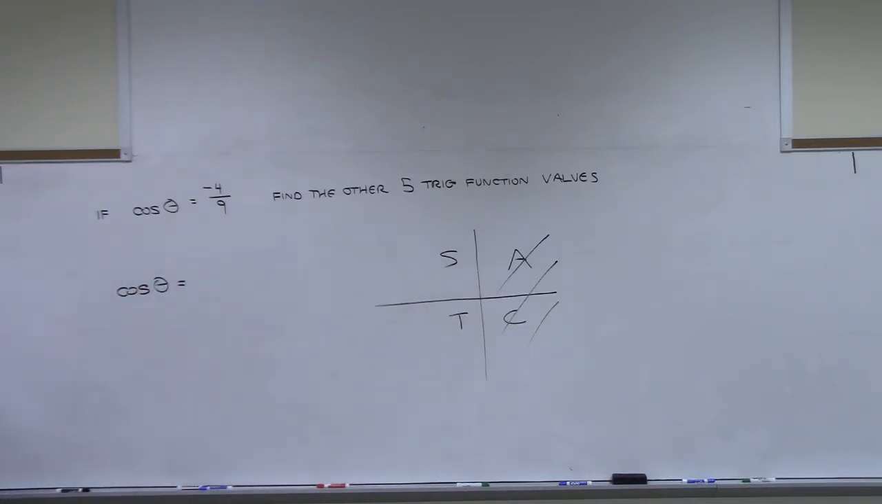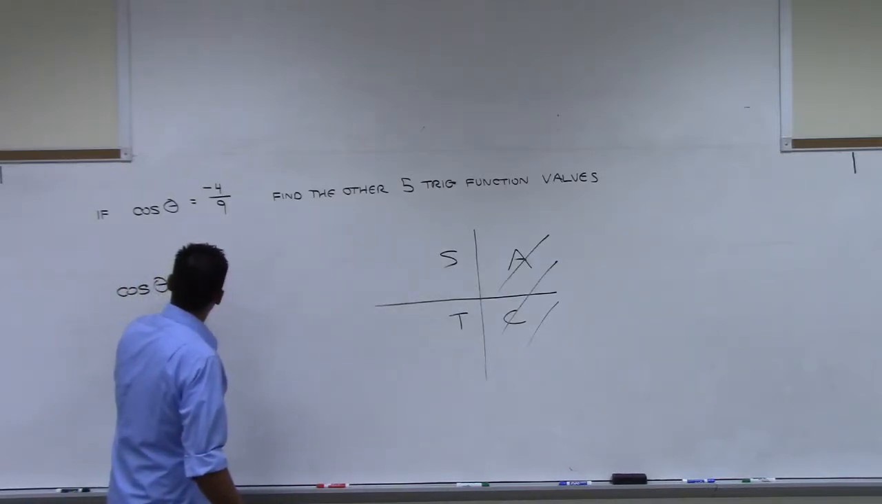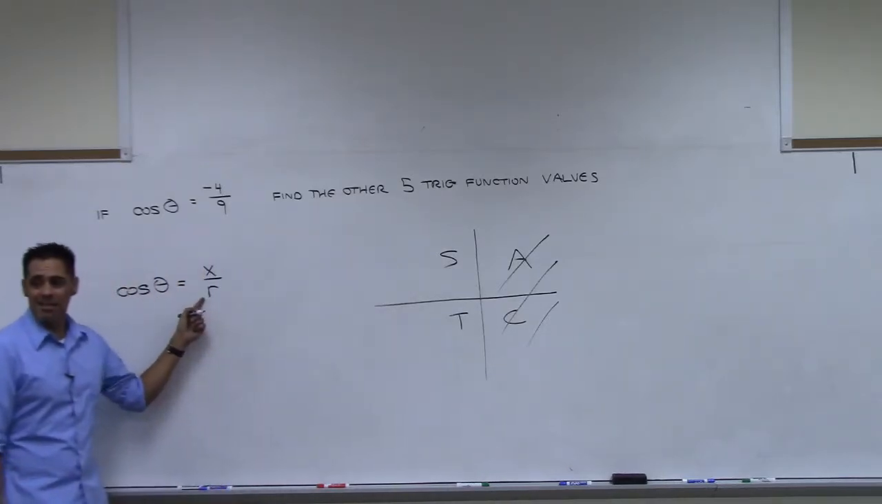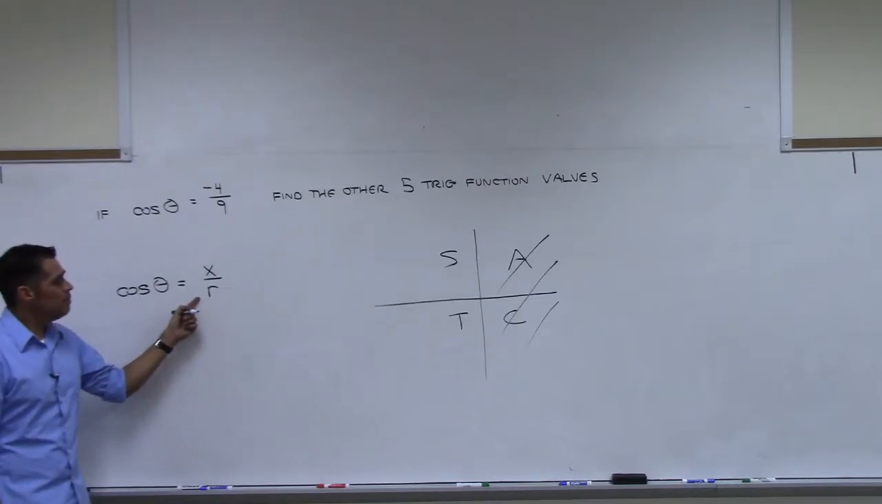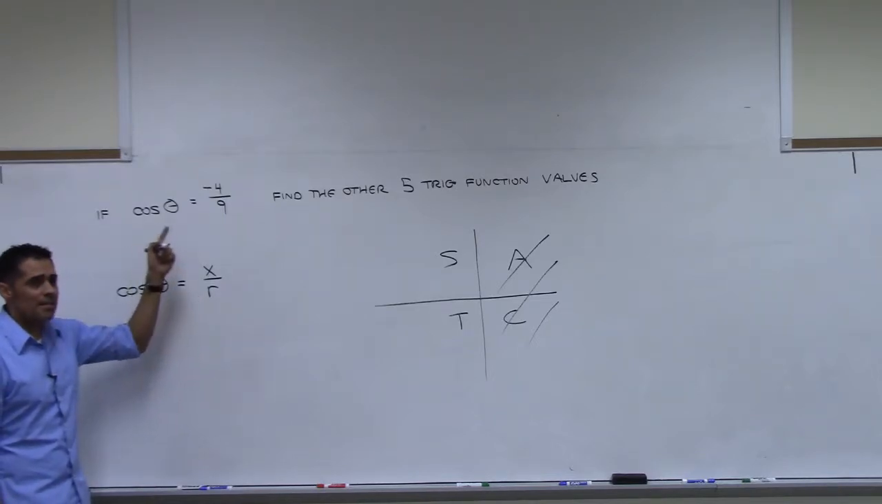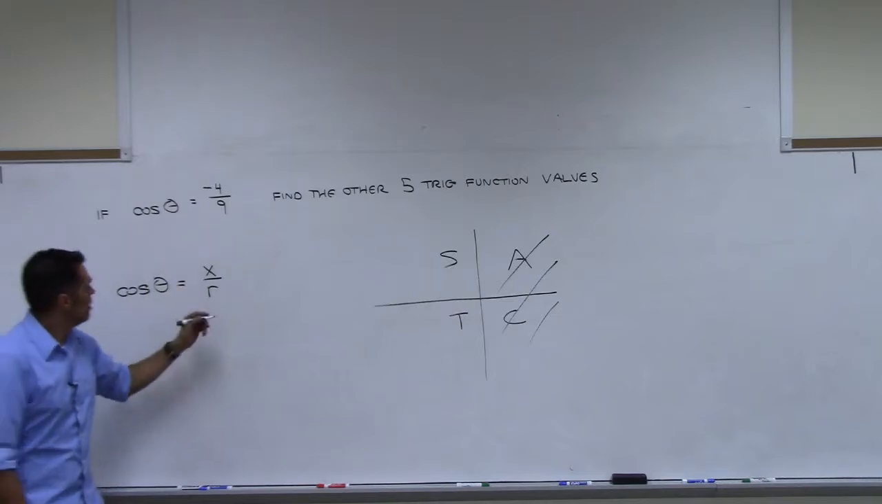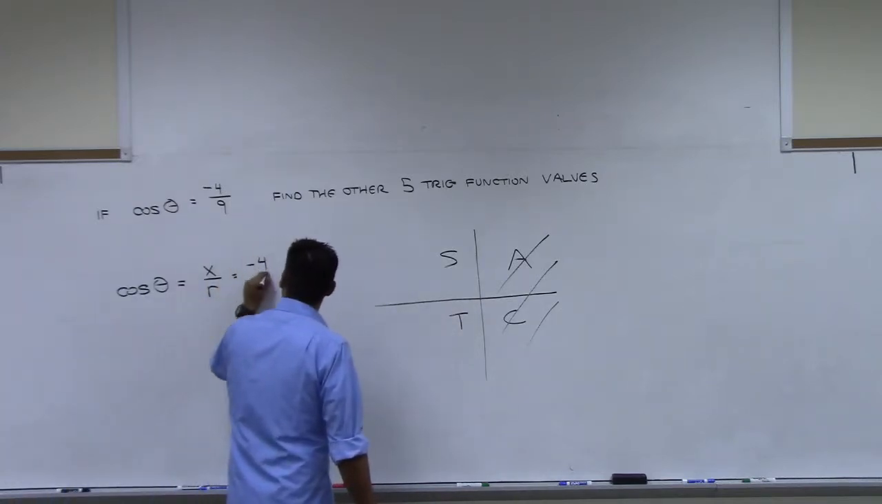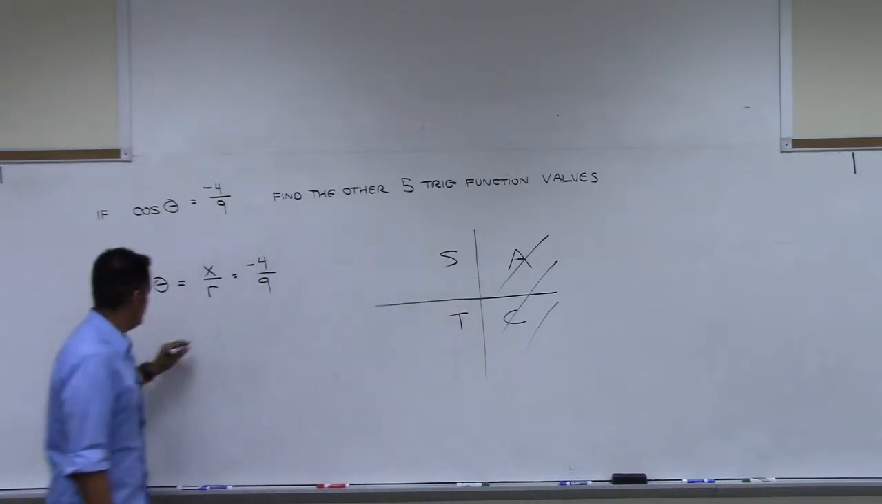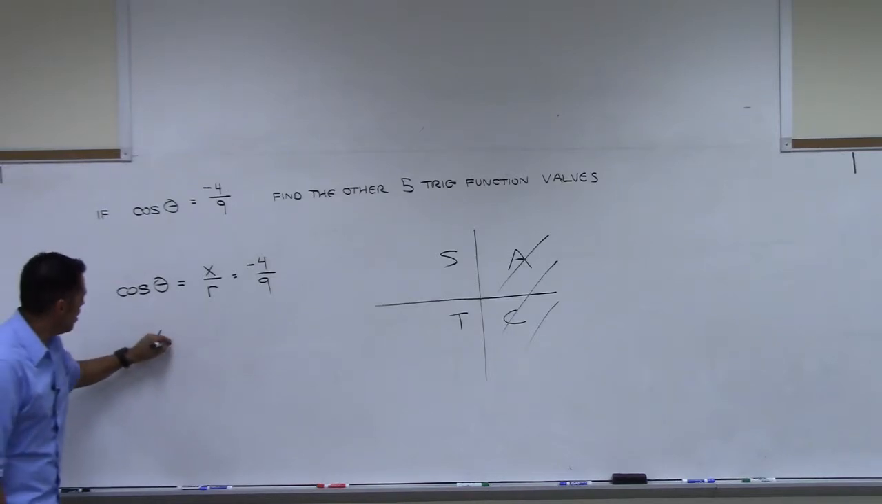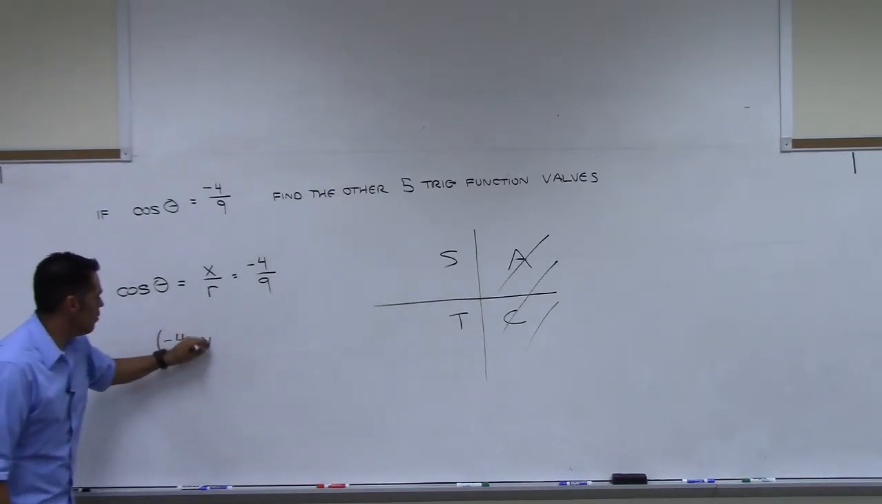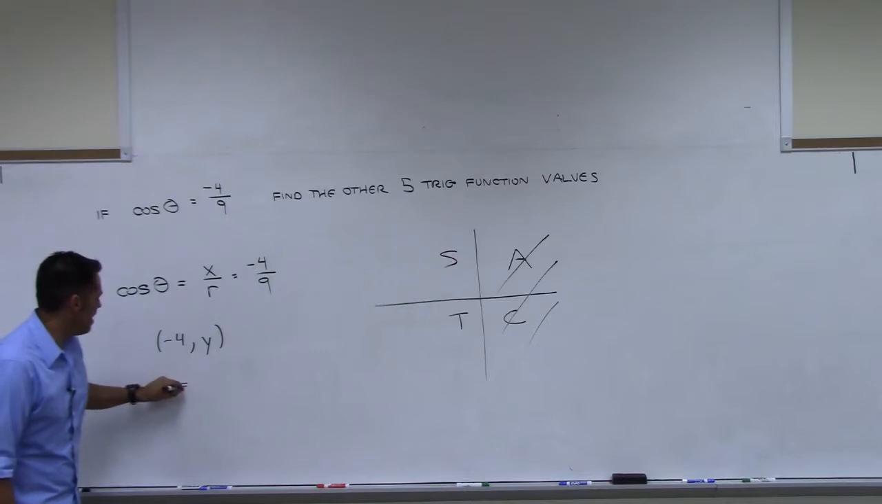What's the definition? X over R, right? X over R? And don't I know that R is always positive? Okay. That would imply that X is -4, wouldn't it? Yep, there's 9 for this. And that 9 is our radius. So here's what I know so far. -4, I don't know what Y is, right? But my radius is 9.